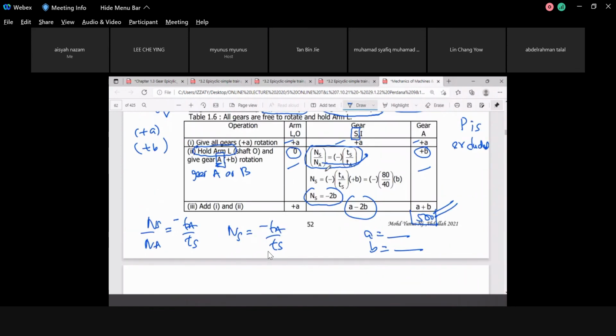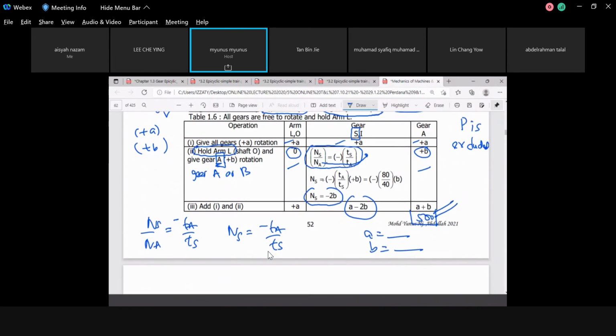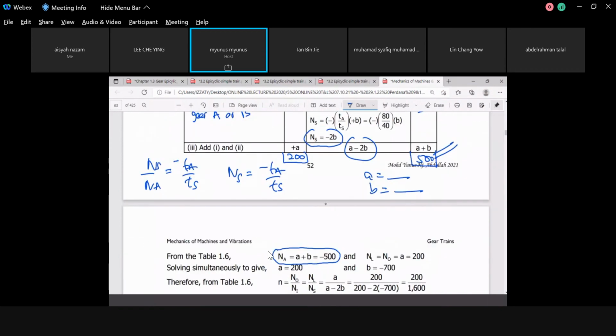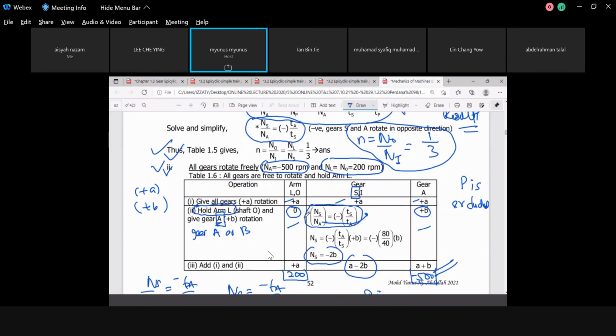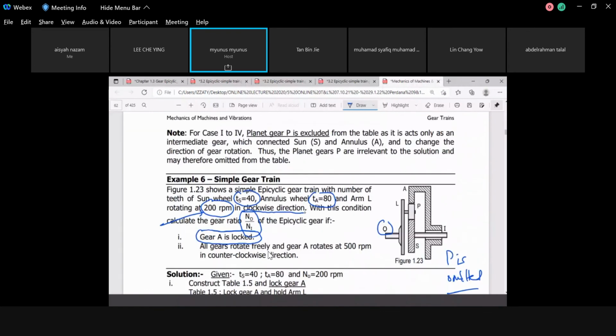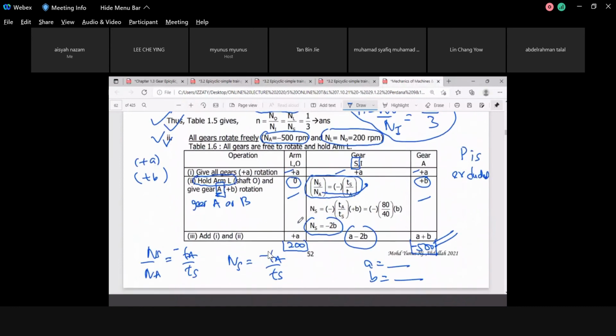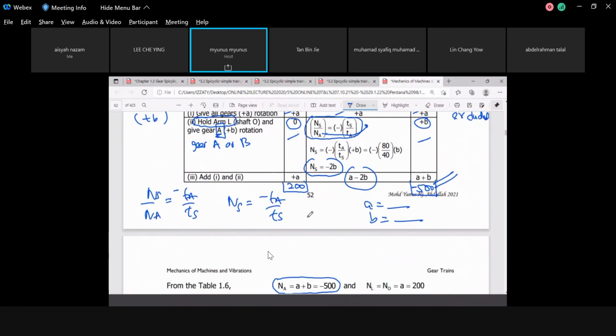They provide you just now R, A and L, isn't it? A and L, put it here. 200. So N A 500, negative 500, negative, because it mentioned about just now, yeah? Put here. Counterclockwise. That's why. Okay? Negative.